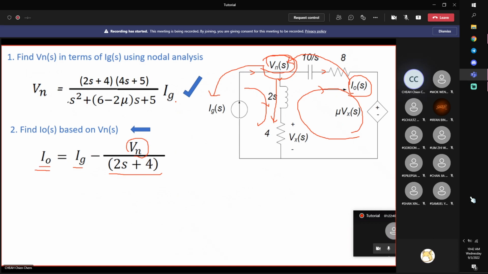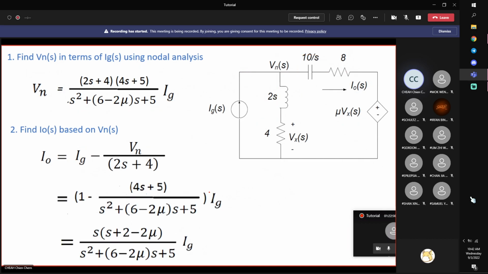Now this is Ig, right? Output in terms of input, and in terms of Vn, and Vn can be expressed in terms of Ig. So what you need to do is put this into here, then everything will be in terms of Ig.